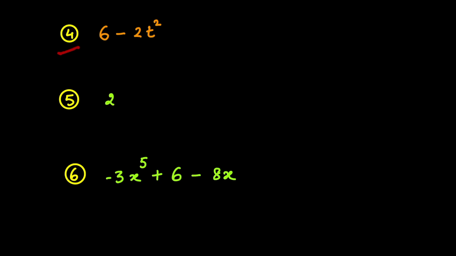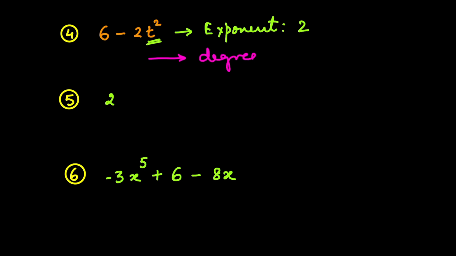Example 4. Now we have 6 minus 2t square. The variable is t and the exponent is 2. There is only one term. So we write here exponent 2. So we conclude the degree is 2.